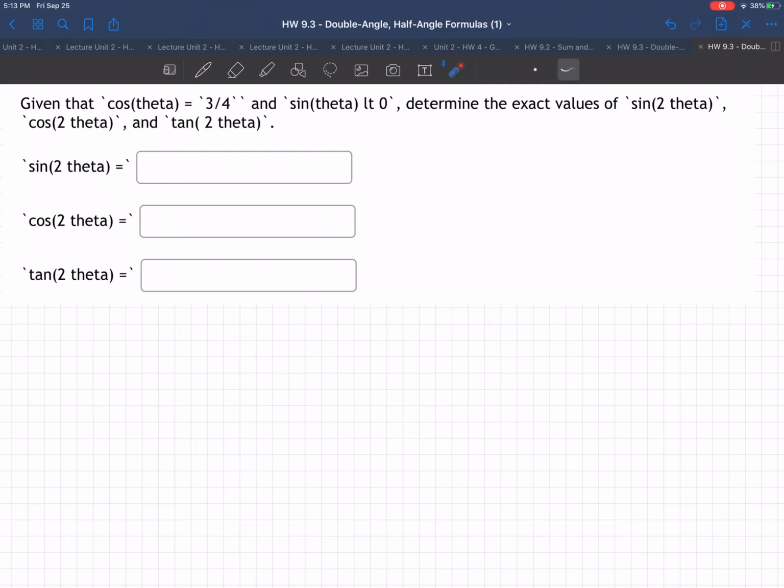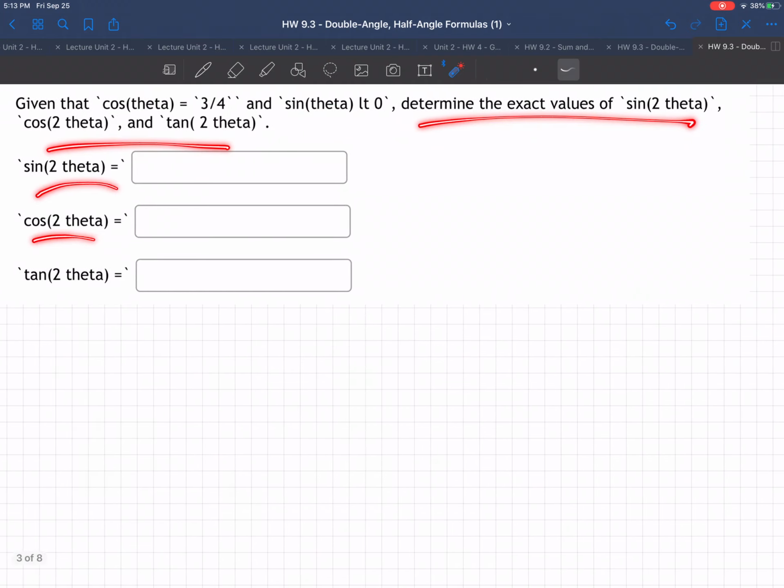Here's an example in which we're given cosine of theta and sine of theta some information. I'll write that better for you. Determine the exact values of sine, cosine, and tangent. So let me make this a little better.